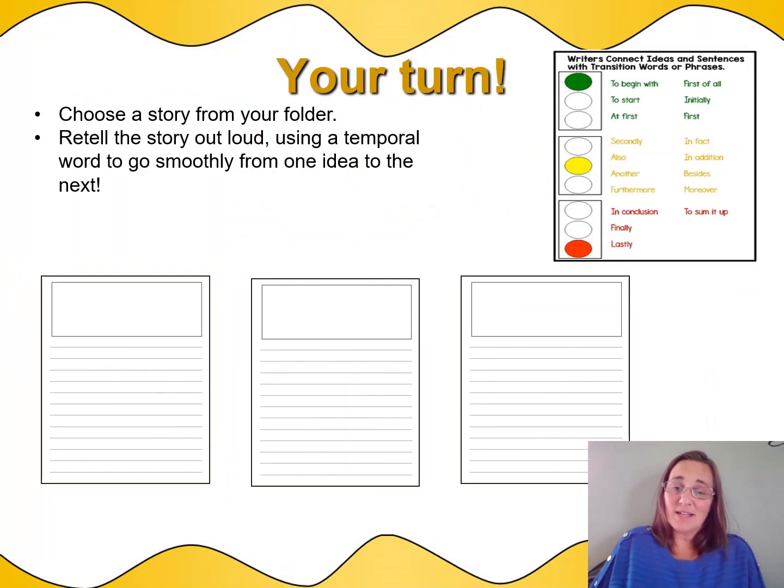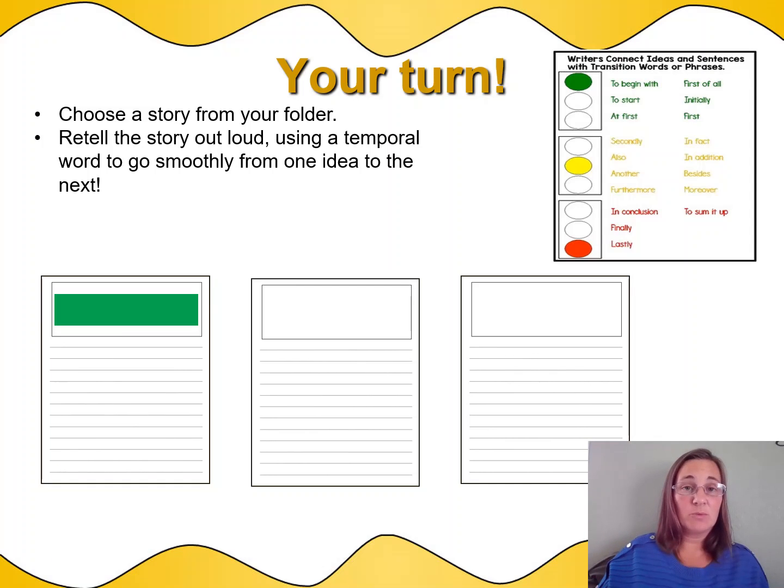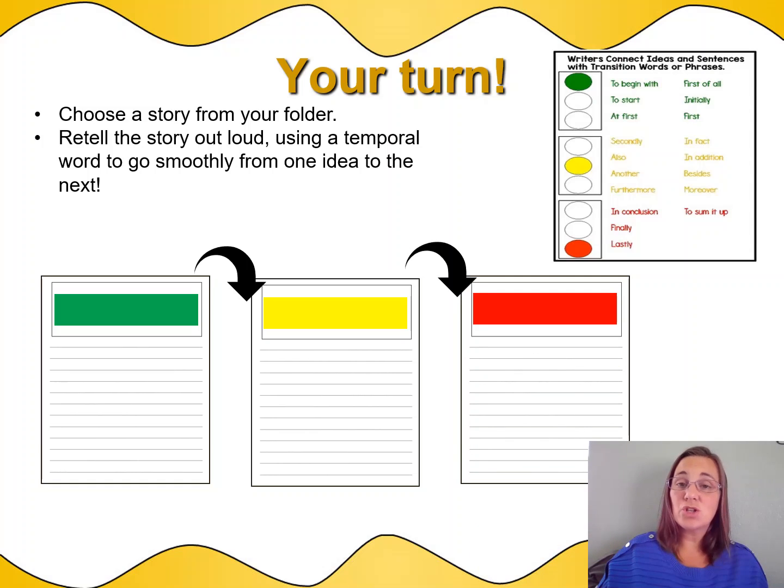Now it's your turn to practice. I want you to choose one of the stories from your folder. I want you to retell the story out loud, but this time try using a temporal word to go from one idea to the next smoothly. So you'll start with a green temporal word to introduce your story. Then as you move into the next idea, you'll choose a yellow temporal word. Then as you move into your final idea, you'll choose a red temporal word to show that you are wrapping it all up. Once you practice doing this, go to the next Nearpod slide and record your ideas for your digital teacher to listen to.